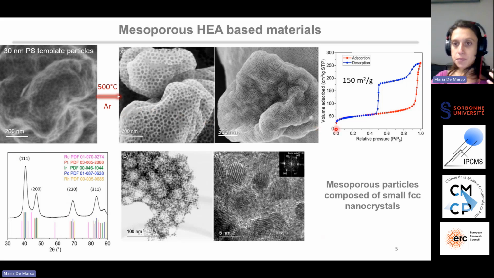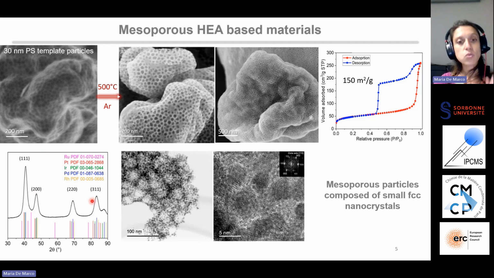that the nitrogen adsorption and desorption analysis revealed to be mesoporous, with pores comprised between 50 and 2 nanometers, and with a specific surface area of 150 square meters per gram. X-ray diffraction patterns reveal that these porous particles are actually composed of a single phase with a face-centered cubic symmetry, which is typical of platinum group metals in their metallic state.